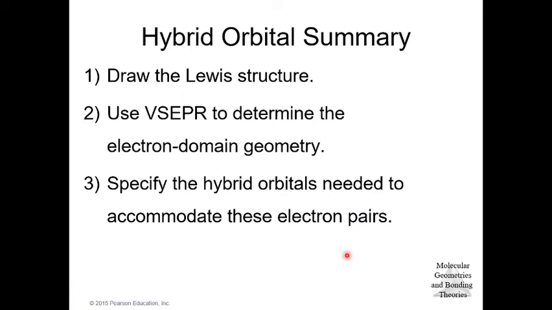So in summary, if you want to figure out your hybridization, step 1, draw the Lewis structure. Step 2, figure out the electron domain geometry. That geometry gives you your hybridization. If you have 2 electron groups, you're sp. 3 electron groups, you have sp2. 4 electron groups, sp3.